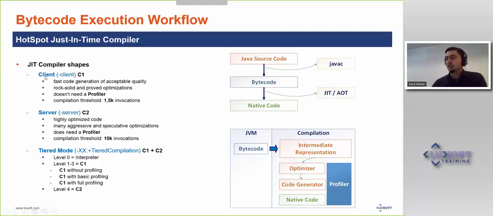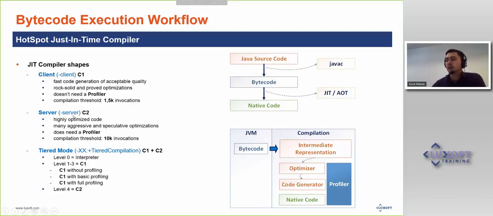Another thing is that the compiler does not need a profiler. Once it gets the bytecode transformed into native code, it doesn't need a profiler in order to profile the native code and improve it more and more. And the threshold that I discussed, in the case of the client, is 1500 invocations.